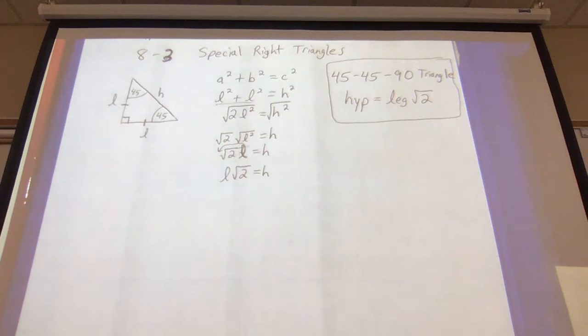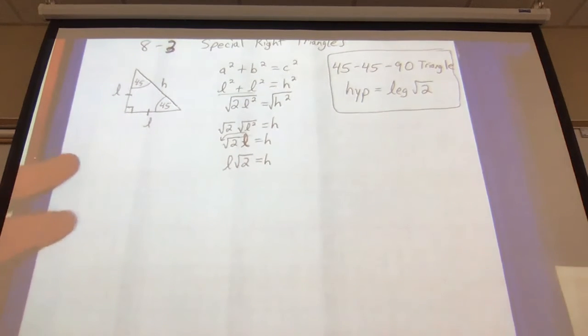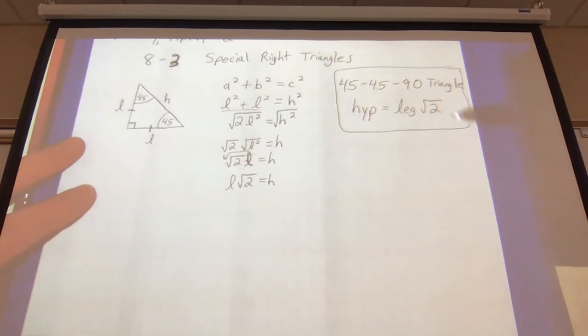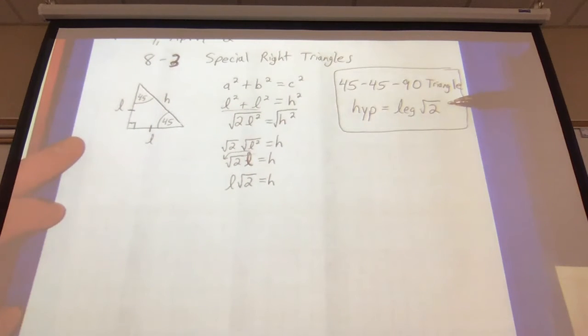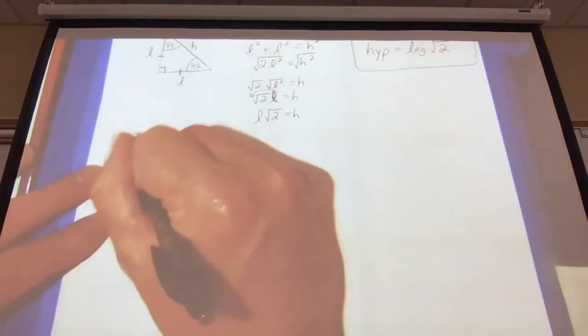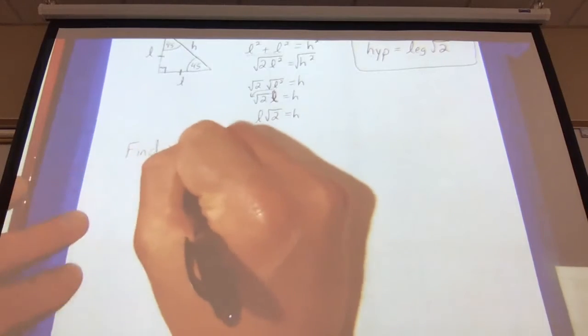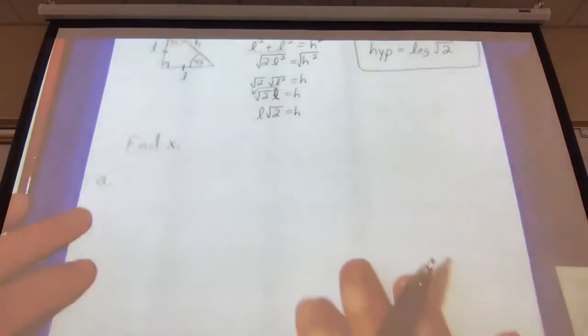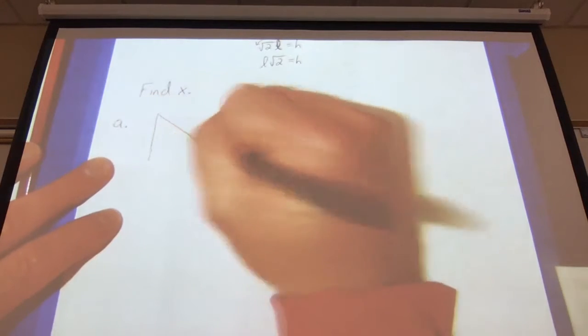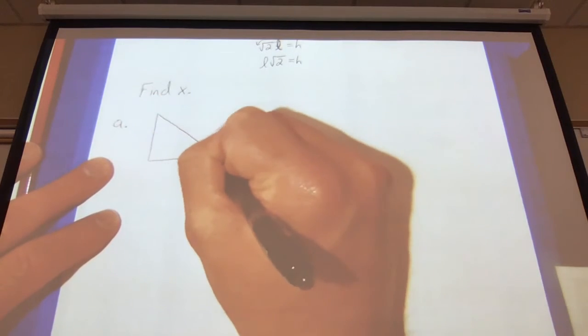And there are a couple of different ways we can show this to you. I'm going to start with the easier of the two. But before I do, any questions on this equation here? Okay, let's show you how it's going to work. Directions are going to tell you to find X. And then they're going to give us a 45, 45, 90 triangle.